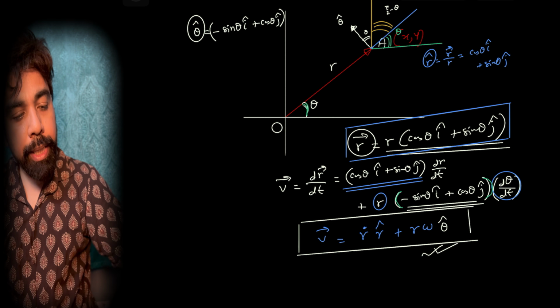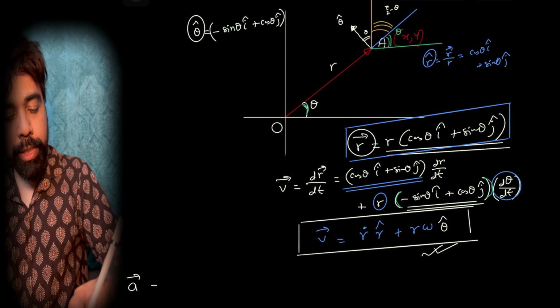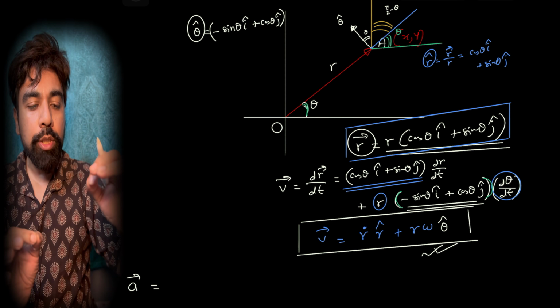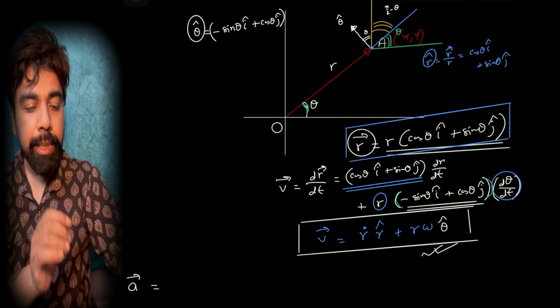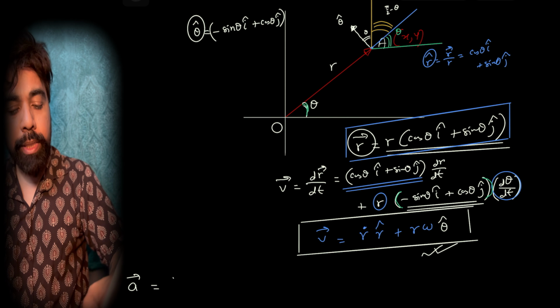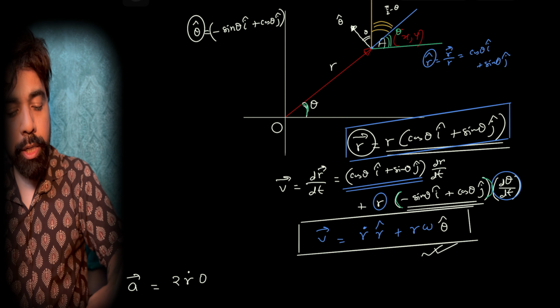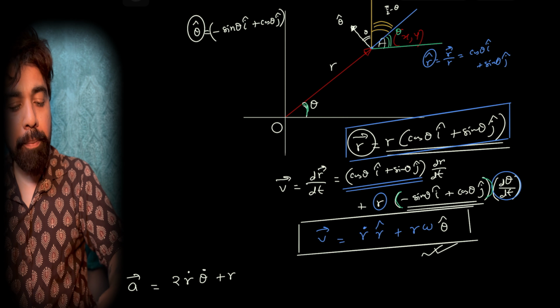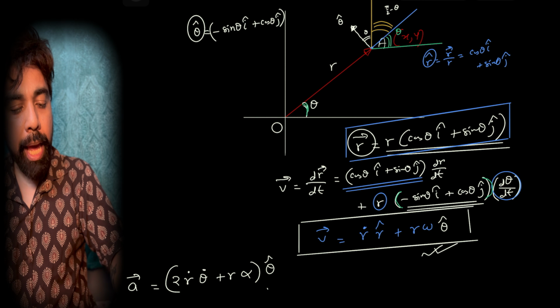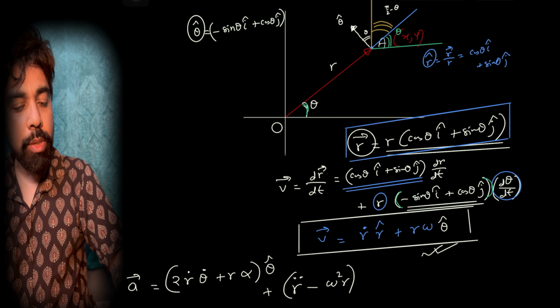Now, if you take the derivative of this velocity vector in the u and v form, remember both r dot, r cap and theta cap, including omega, everything is variable here. So if you take the derivative of this, you will get this formula: 2 r dot theta dot plus r theta double dot, that means r alpha, into theta cap, plus r double dot minus omega square r into r cap.